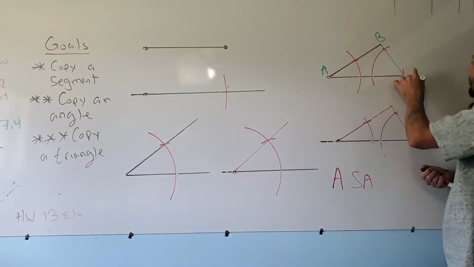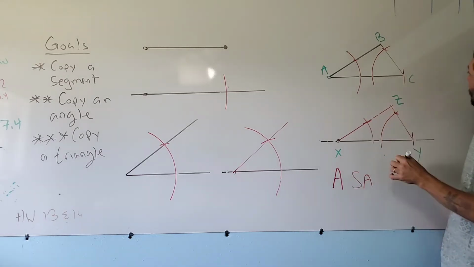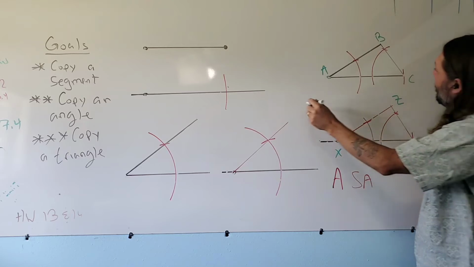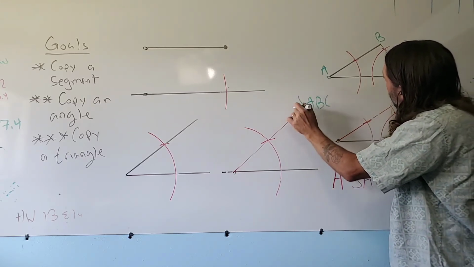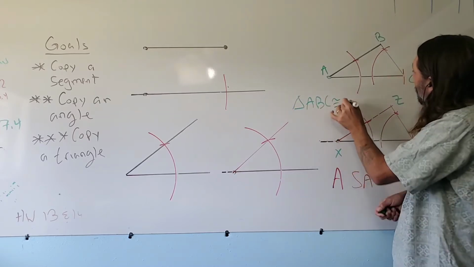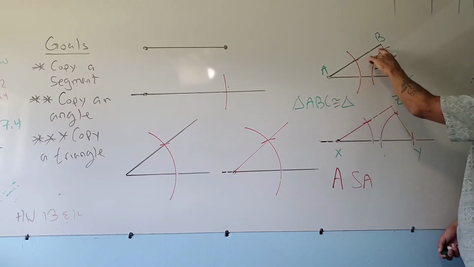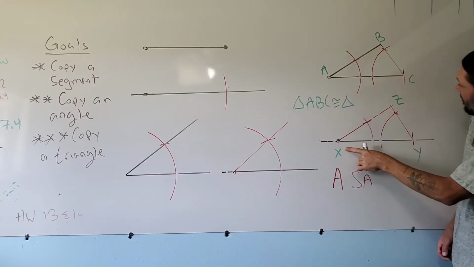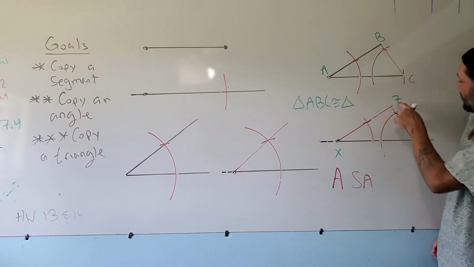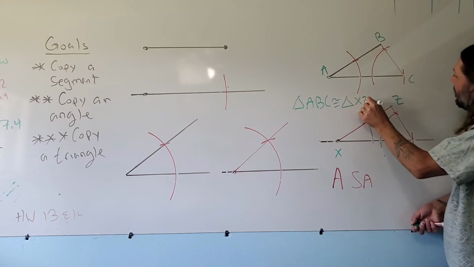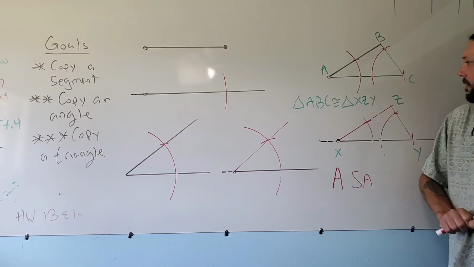So I can say that triangle ABC is congruent to triangle... Now remember, I went the angle I made, the second angle I made, the angle I didn't. So it's going to be triangle XZY. Okay, and from there you can list the congruent corresponding parts.